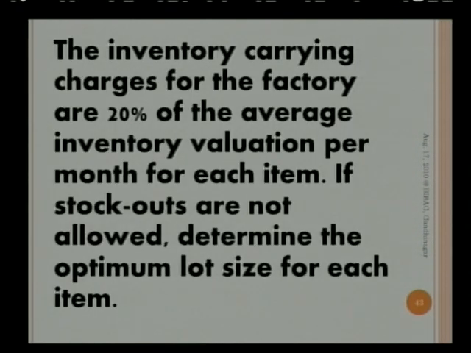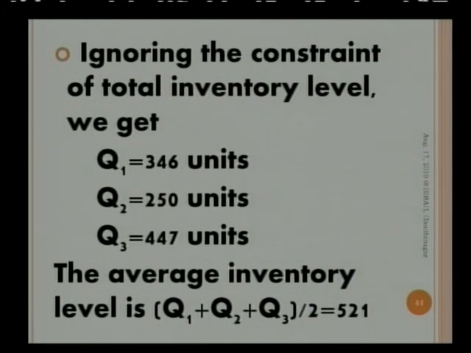The inventory carrying charge that we are considering is 20% of average inventory valuation per month for each item. If stockouts are not allowed, that means shortages do not occur. Determine the optimal lot size for each and every item. If we ignore the constraint and work out the usual EOQ model, then we obtain for the first item Q1 to be 346 units, for the second item Q2 to be 250 units, and for the third item Q3 must be 447.